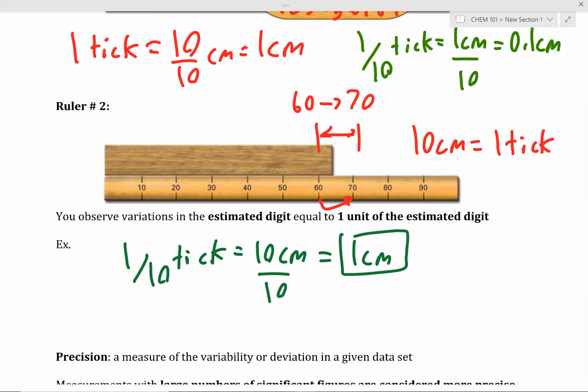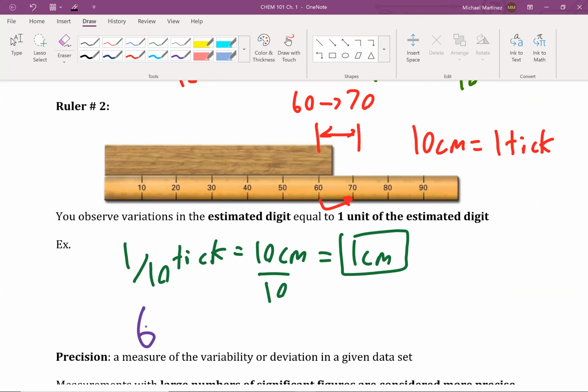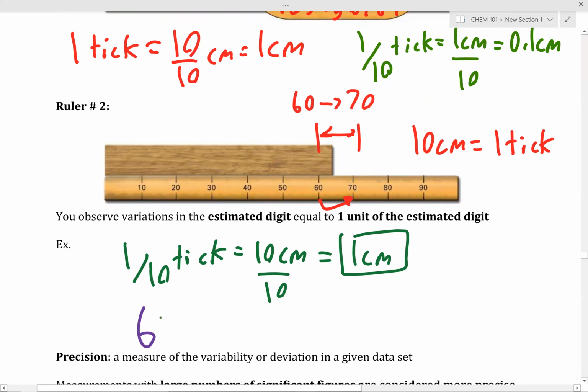Sure, 64 would be fine. 6 would be a certain digit, and we'd estimate that it's about 64. Does everyone notice how we can only report up to the ones place because we can only report up to the estimated digit of 1/10 of a tick? Would someone like to provide another measurement? 63, sure.